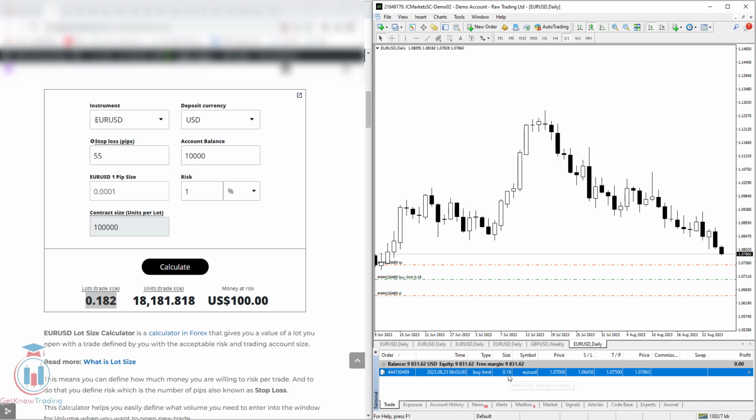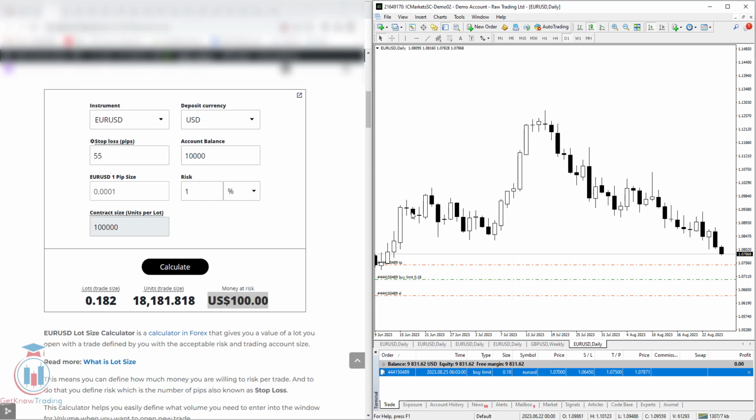So the trading platform has rounded 0.182 to 0.18, which is fine, but there will be a slight difference in the price for the stop loss, so it will not be exactly $100. Let's take a look. For the stop loss, I have put 55 pips and it says that I would lose $99, which is pretty close to $100, which I set as 1% risk of the trading account balance. Then I also have the take profit set to 50 pips, which will be equal to $90.